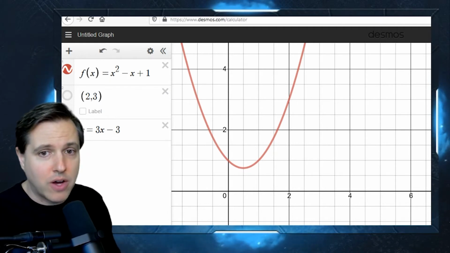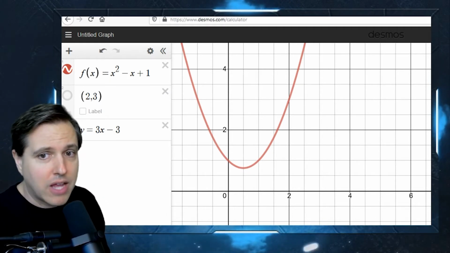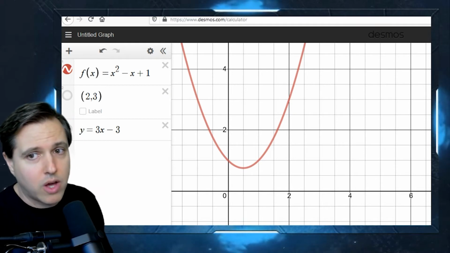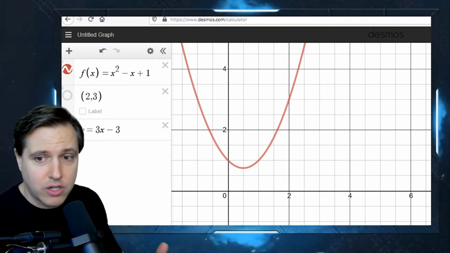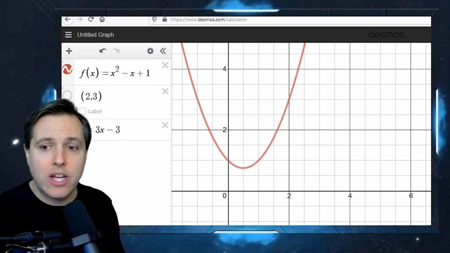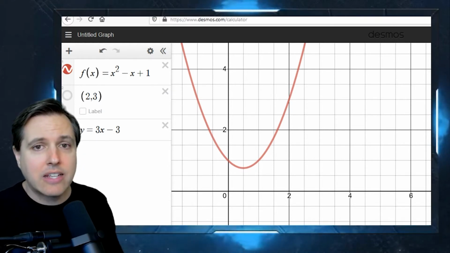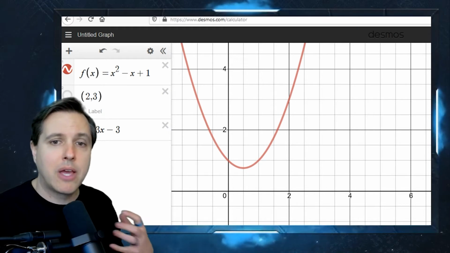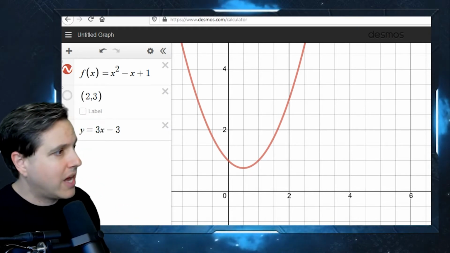So here we have a function graphed. So f of x is equal to x squared minus x plus 1. We know that that's a quadratic function, and we see it right here. Well, let's say I wanted to find the equation of the tangent line at x equals 2. Okay, so that's my goal. Find the equation of the tangent line when x equals 2.